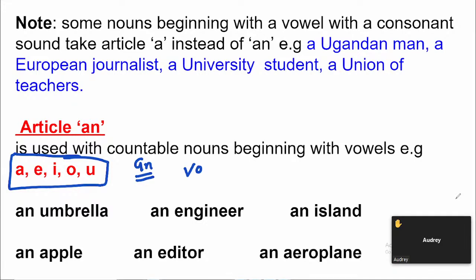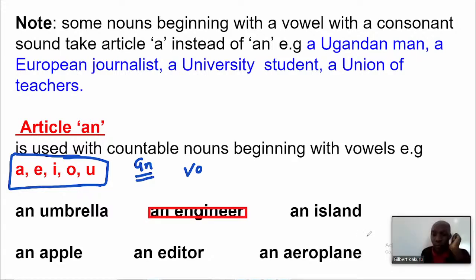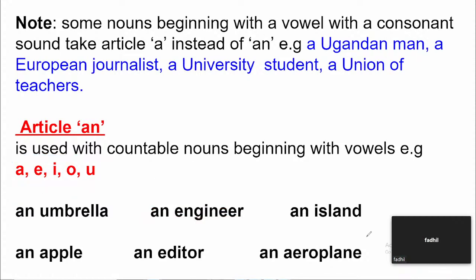An orange. That's correct. That's Audrey. Okay. An idol. Okay, and so on. An American. Let's stop on those ones. There are very many. We cannot finish them. Let's stop on those ones. Okay.